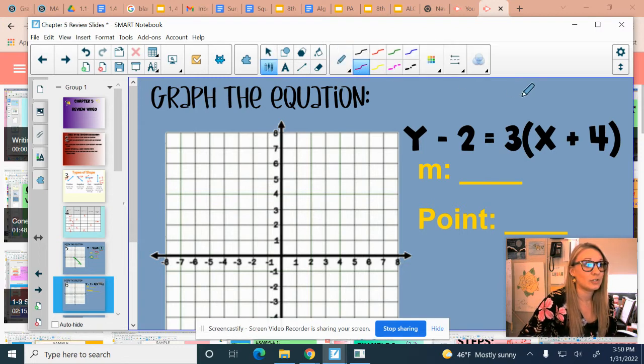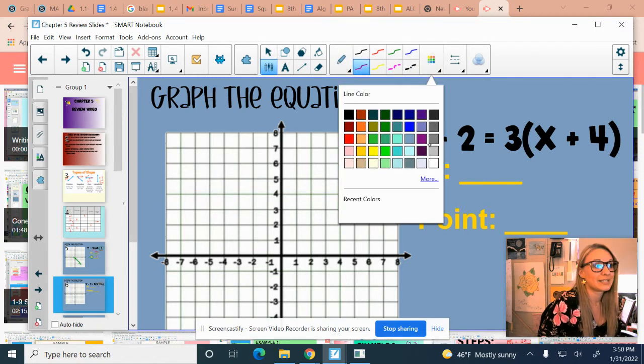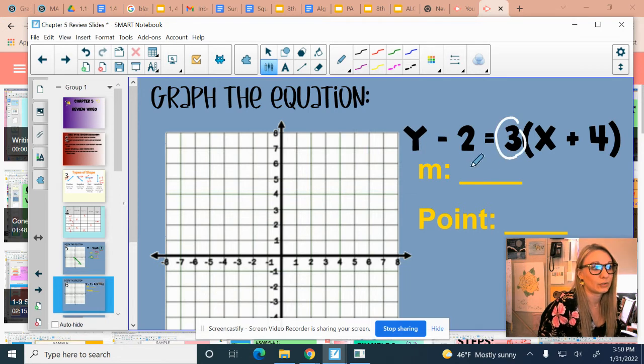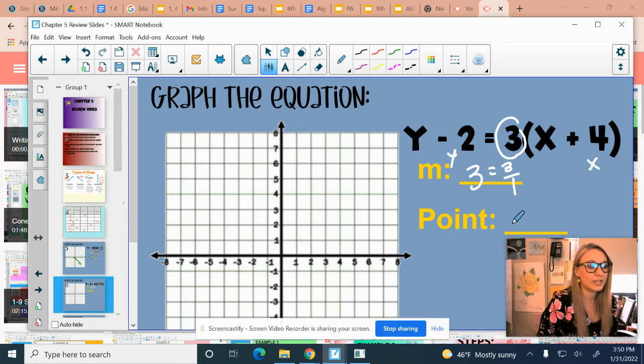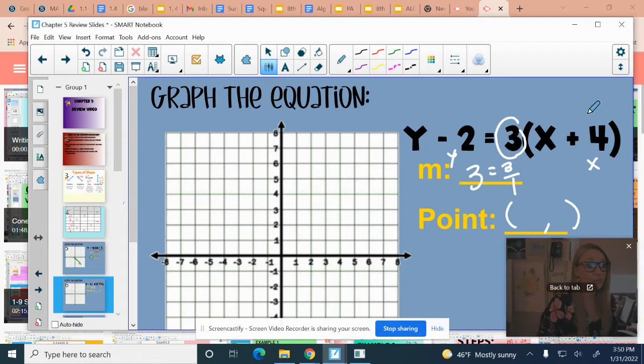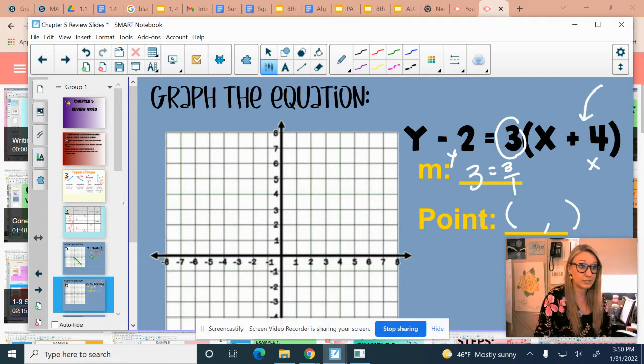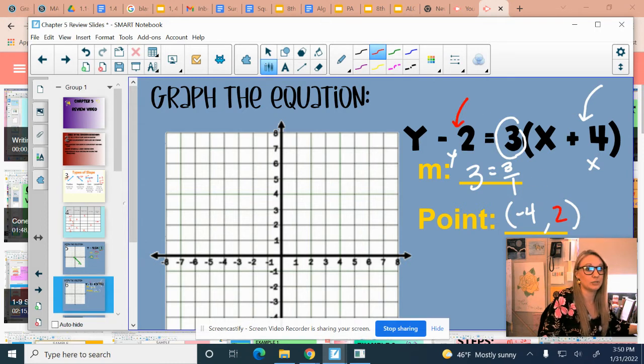The first thing that you want to do is say, all right, what is my slope value? Well, guess what? It's 3, which we know we can write as 3 over 1. Now you have to be careful here. We need to identify a coordinate pair. So for my x value, when you see that plus in point-slope form, you know that's the opposite. It's actually negative. And then your y coordinate is just going to be 2.